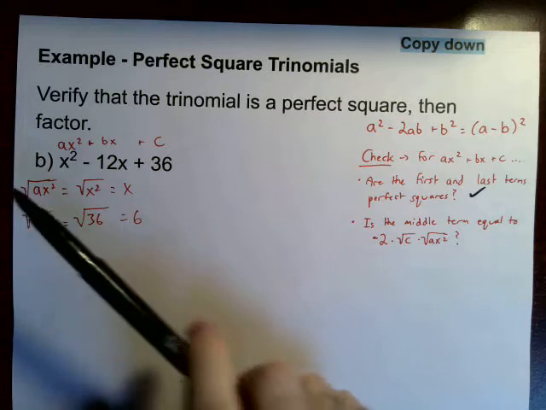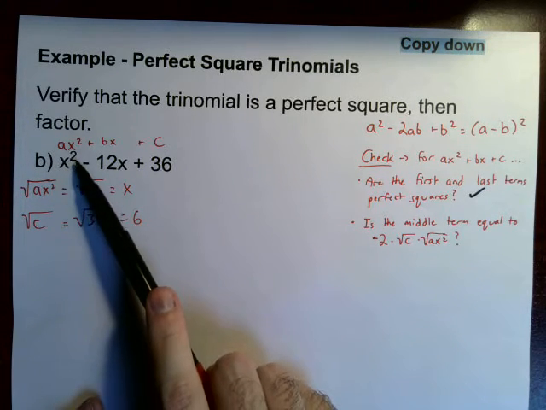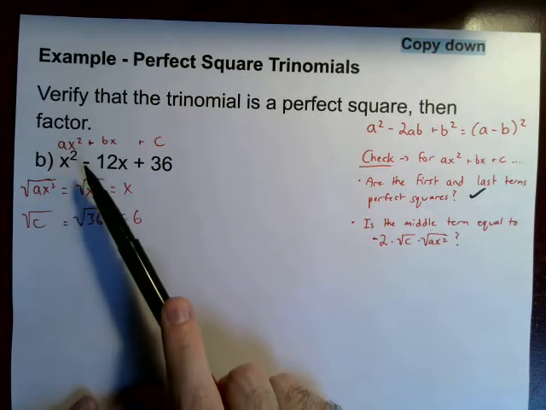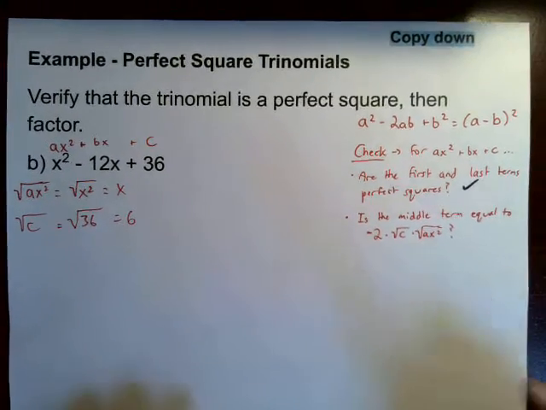Another shortcut for you to know if a variable is a perfect square is if the degree is an even number. So x squared, x to the power of 4, x to the power of 6, x to the power of 20, those would all be perfect squares.